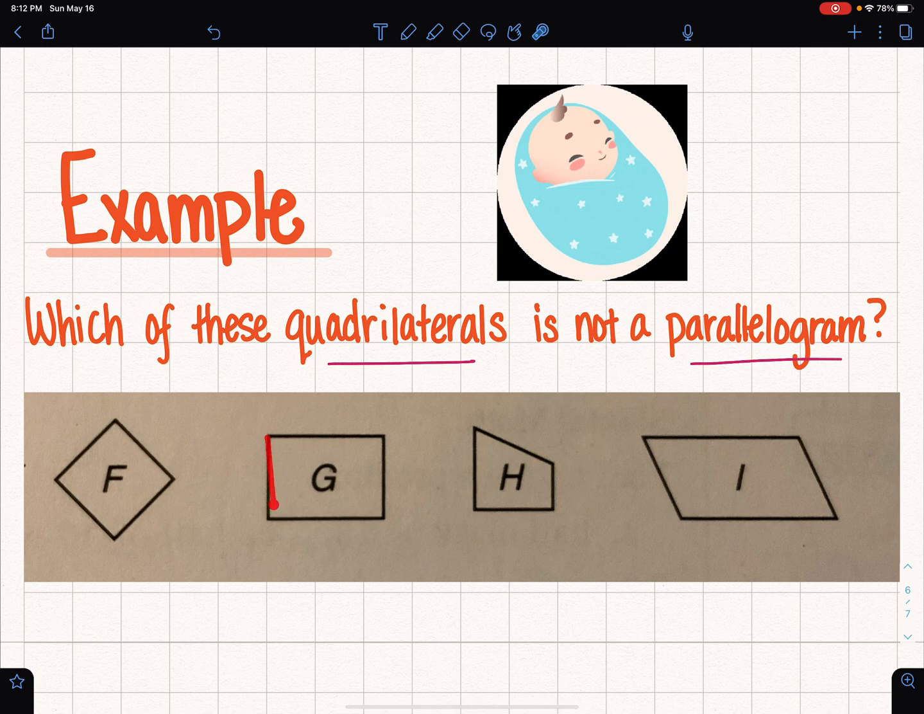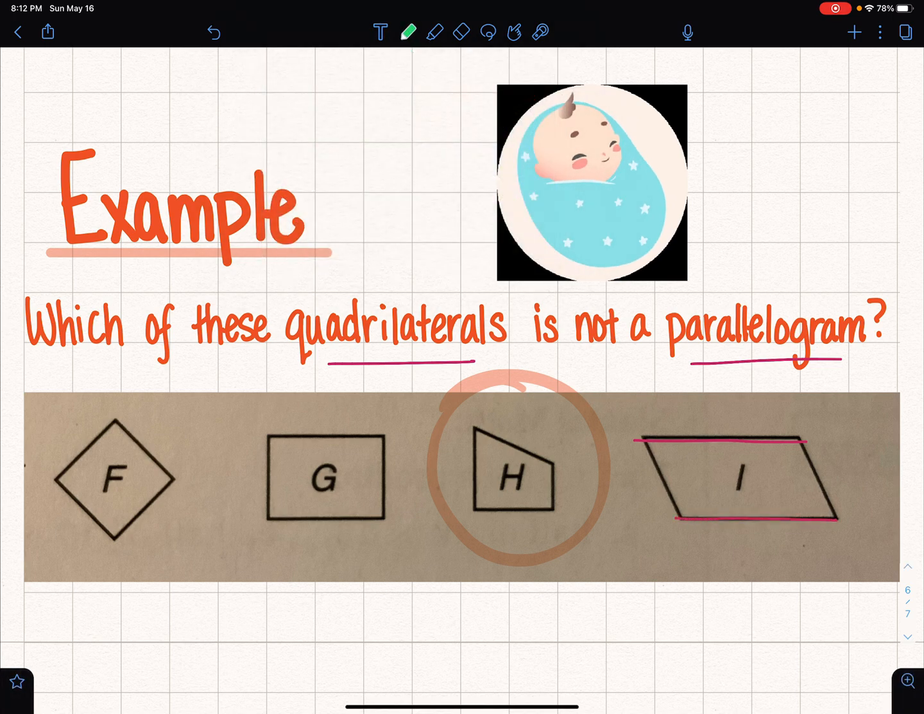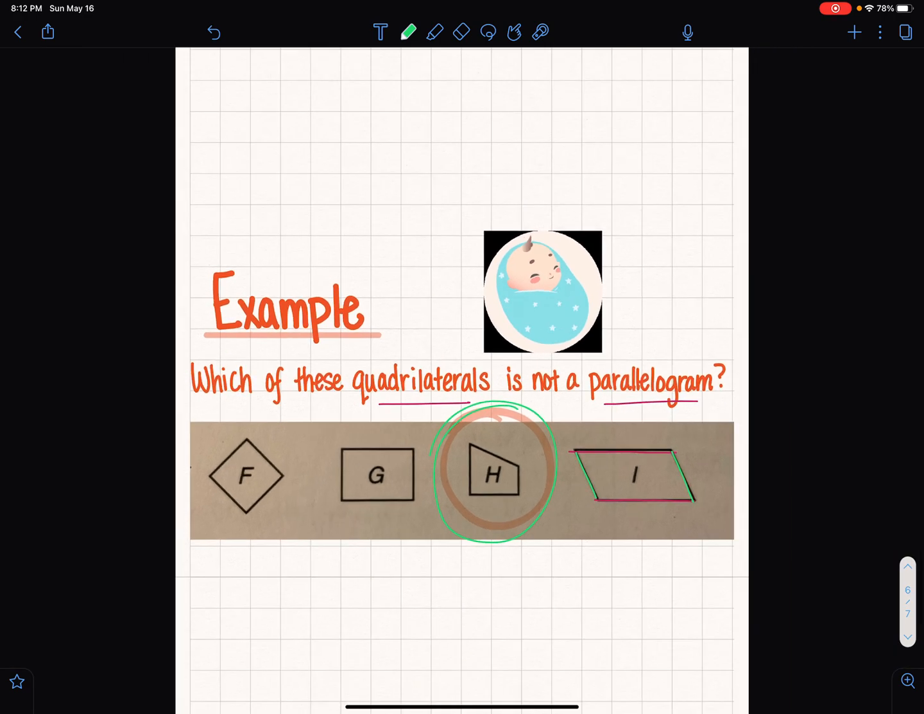Okay, what about G? These are parallel, these are parallel. This is a parallelogram. What about H? These are parallel. These are not parallel. So this only has one pair of parallel lines, so this must be the right answer. But let's check I just in case. In I, this is parallel to this, and this is parallel to this. So that is a parallelogram. So the right answer is H. Cool, huh? All right.